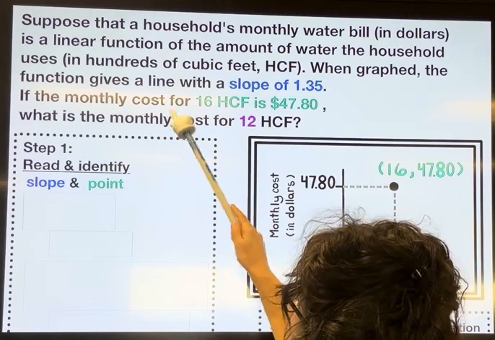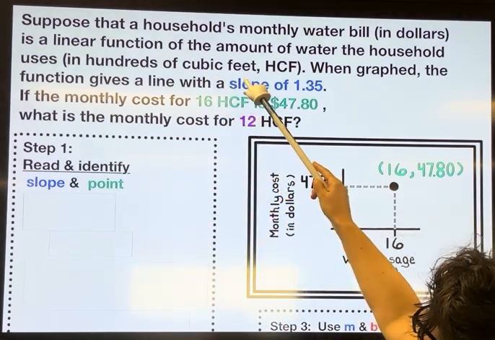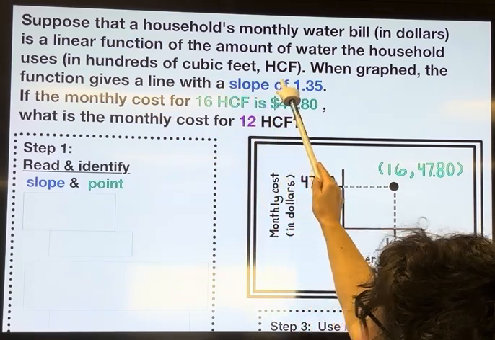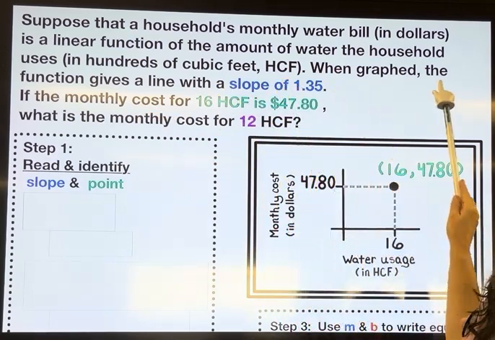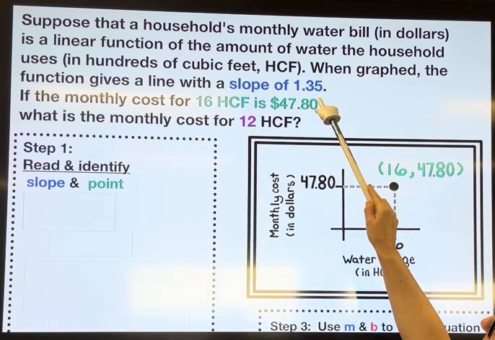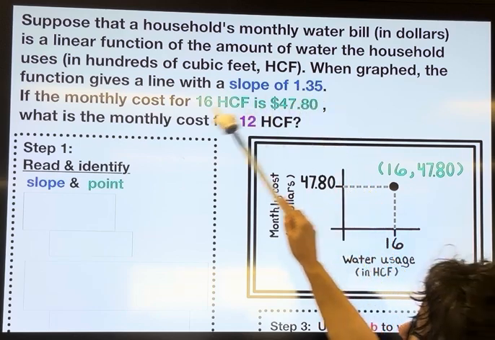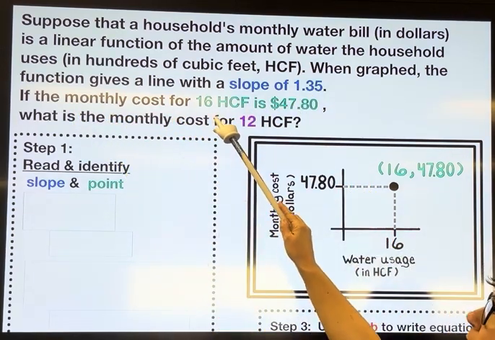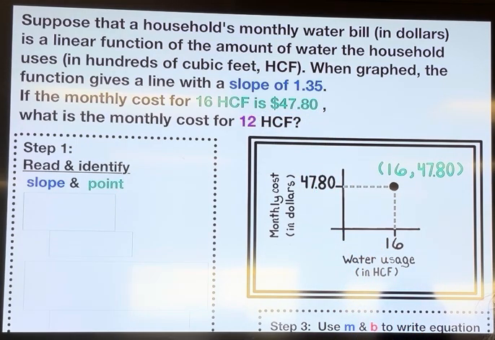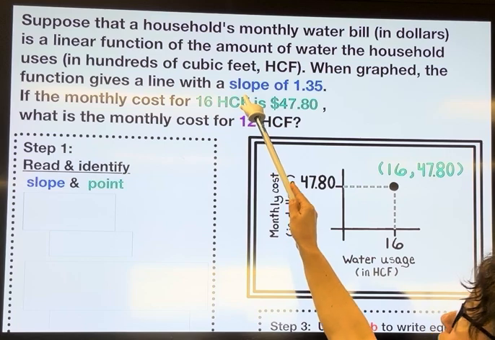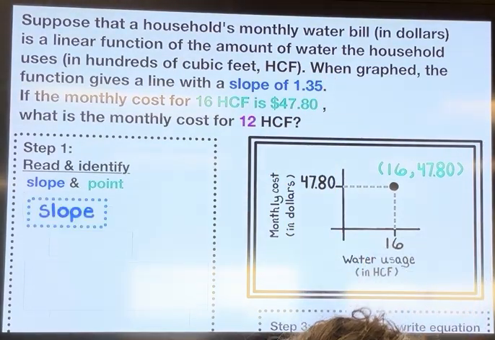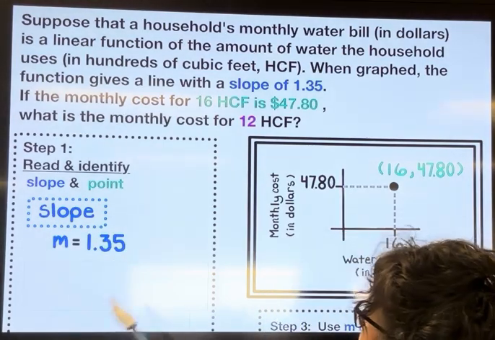plus b. So it's a linear function of the amount of water the household uses in hundreds of cubic feet, known as HCF. When graphed, the function gives a line with a slope of 1.35 and a monthly cost for 16 HCF is $47.80. Well, that piece of information, the slope is pretty obvious. Our slope here was just handed to us.